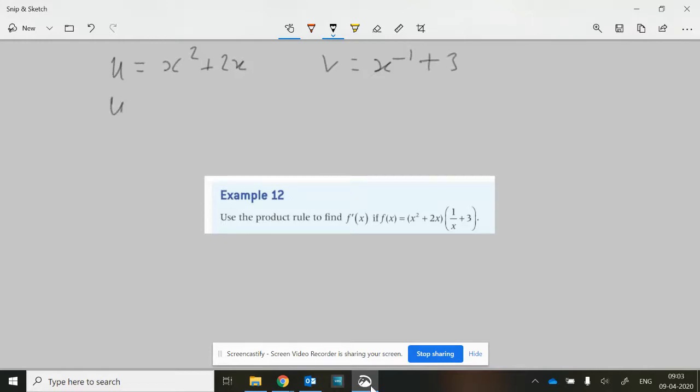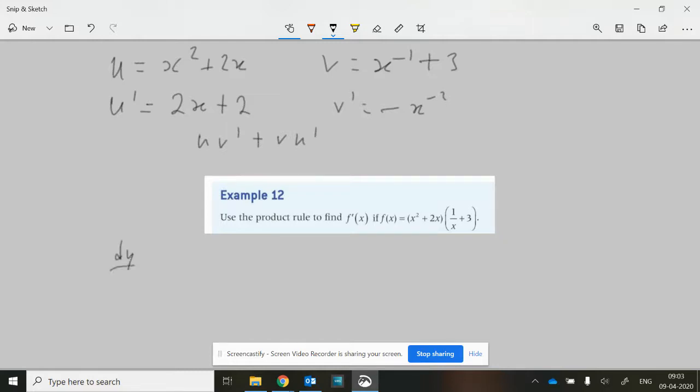Now I'm also going to write down, because I know I'm going to need to use these, u dash, so that's 2x plus 2, and v dash here as well. And that's going to be times by minus 1, reduce the power by 1, so minus x to the minus 2, and the plus 3 is going to disappear. Okay, so use the product rule. Well, we know what the product rule is. It's u v dash plus v u dash. Okay, so that's what we're going to be substituting into.